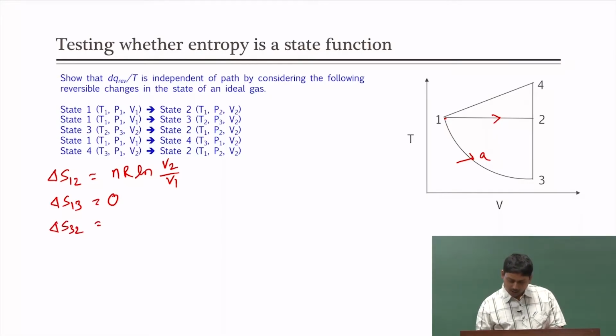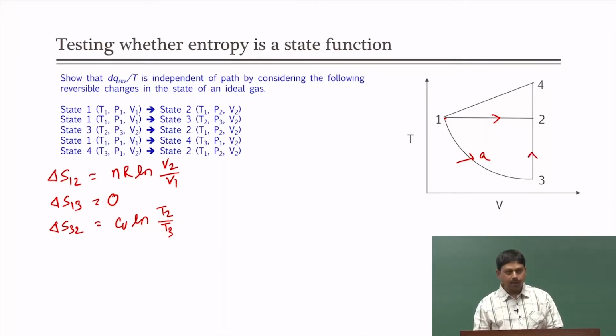The temperature is changing, but volume is not changing. So, it is a constant volume process, and for a constant volume process we get Cv ln T2 by T1. So, it should be Cv ln T2 by T3. So, we got a cyclic process.